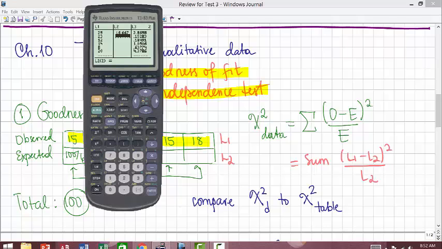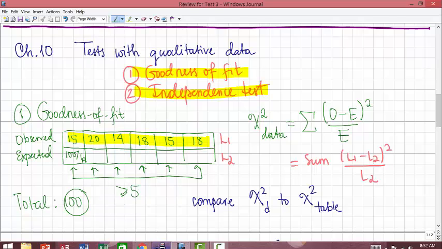Okay? So once you have that done, you need to figure out if your observed data fits relatively well with the expected distribution. Now, before we do this, technically we need to check that all of these entries are greater than or equal to 5. Okay? If they are, then we can conduct the goodness of fit test.